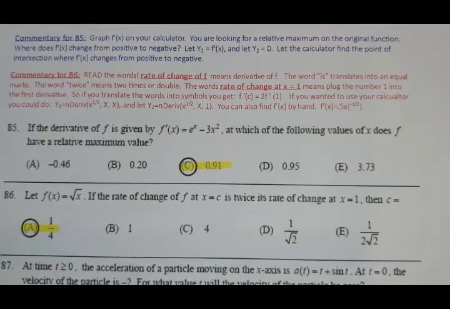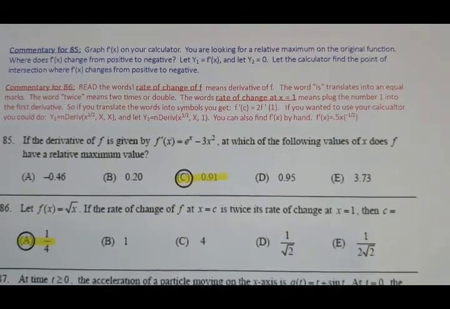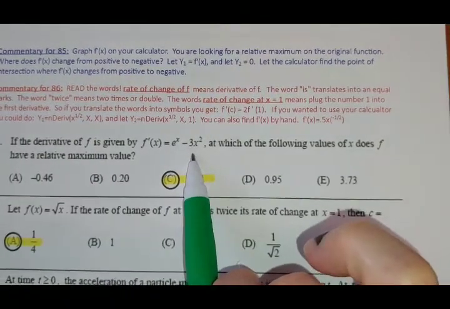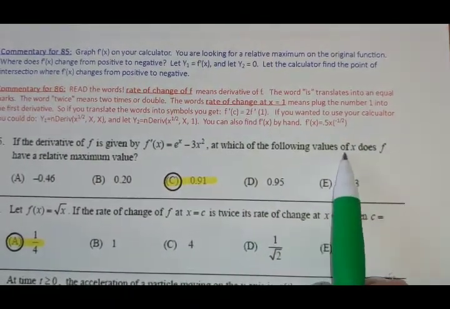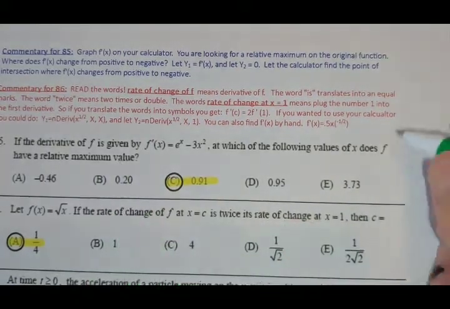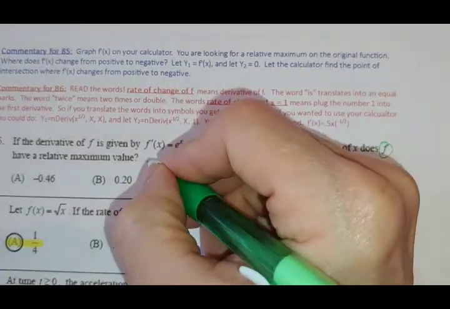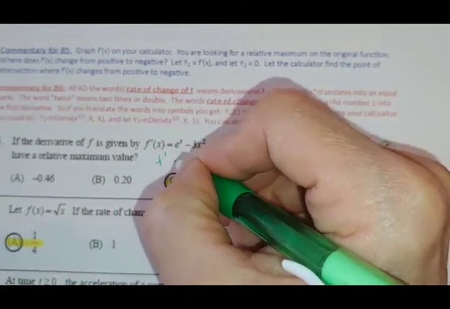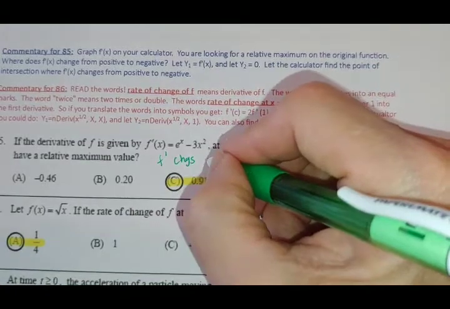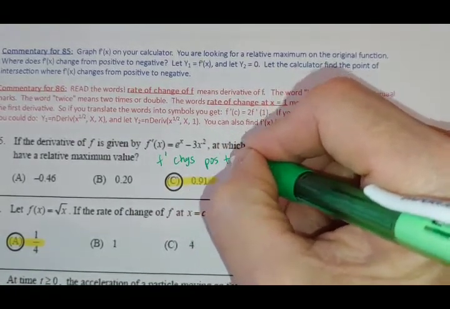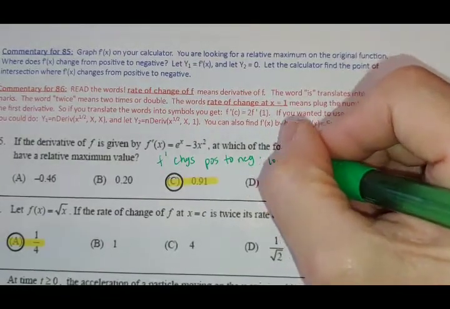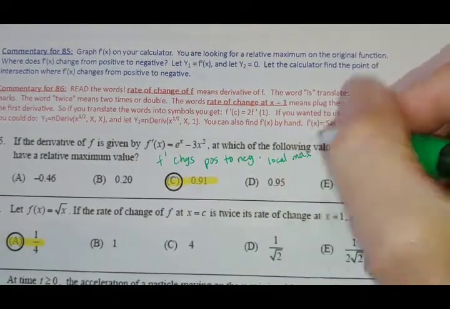So number 85. If the derivative of f is given by, so they're giving us a derivative straight up, which of the following values of x does f have a relative maximum? So we want a relative maximum of f. So that's where, all about me sheet, study, study, study it, f prime of x changes from positive to negative, because we're looking for a relative or a local max.